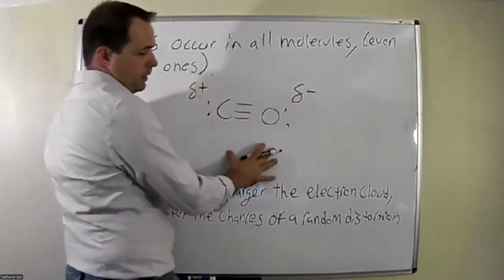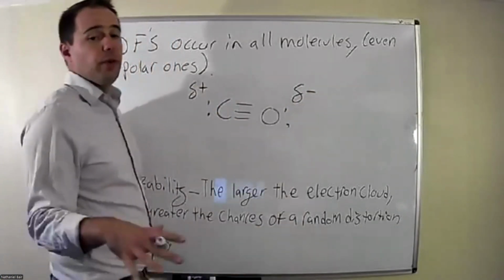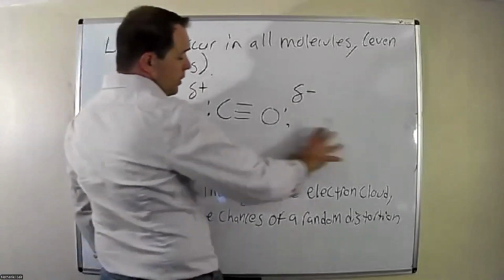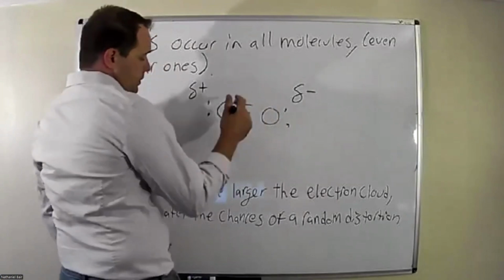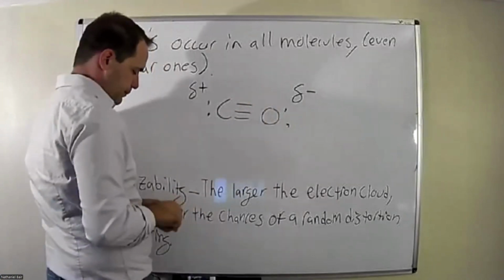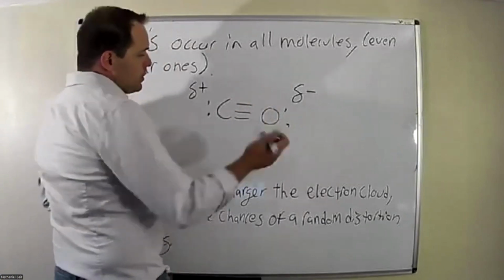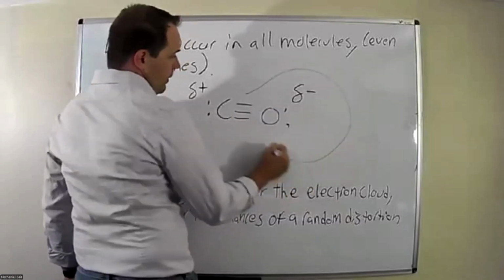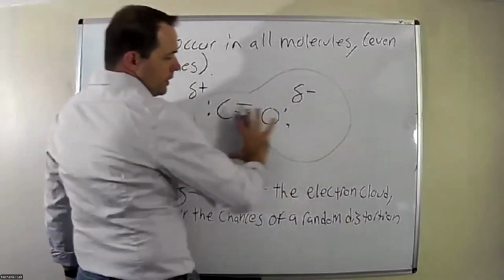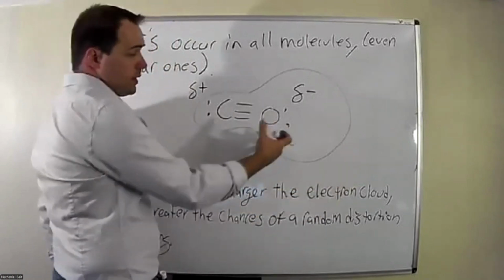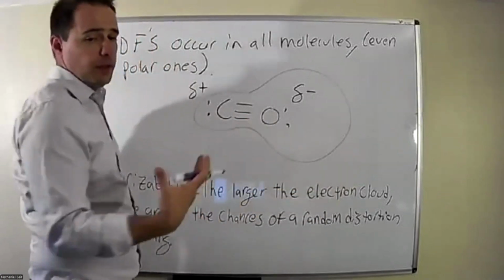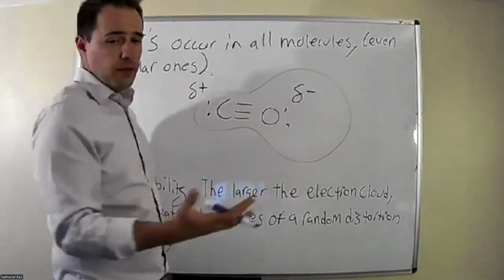This molecule's electron cloud is already distorted. Oxygen is hogging the electrons. So if we think of the electron cloud of this molecule, do it in purple. The electron cloud of this molecule might look something like that, where the electron density is all over here, right? But this is how the molecule naturally is, because oxygen is hogging the electrons.